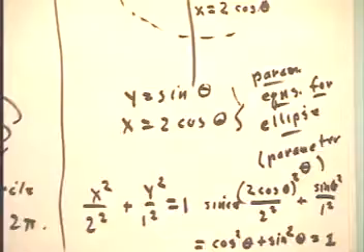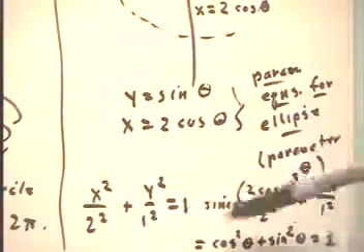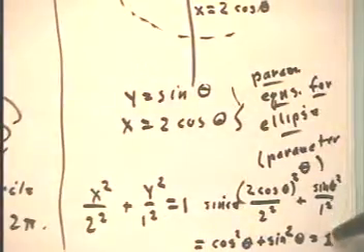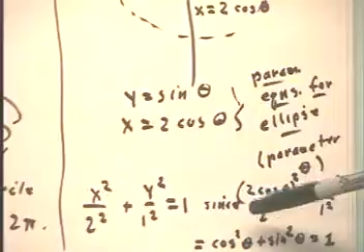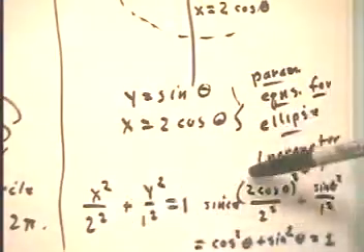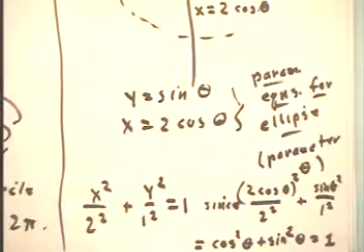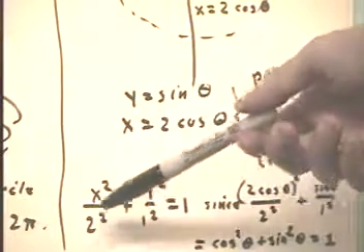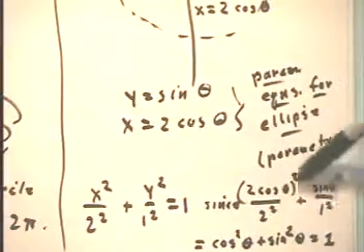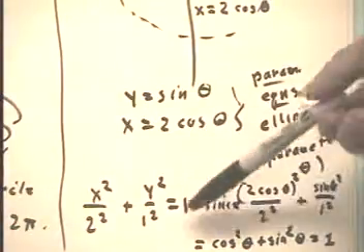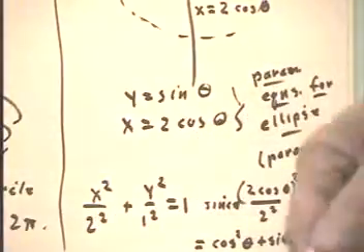It's true, since if y equals sine theta, then y squared over 1 squared is sine theta squared over 1 squared. And if x equals 2 cosine theta, then x squared over 2 squared would be the quantity 2 cosine theta squared over 2 squared. And then we need to see that this sum gives us 1, since this represents x squared over a squared plus y squared over b squared.